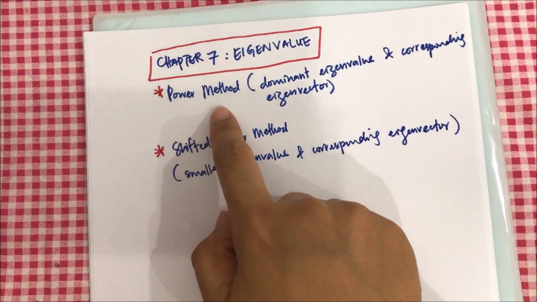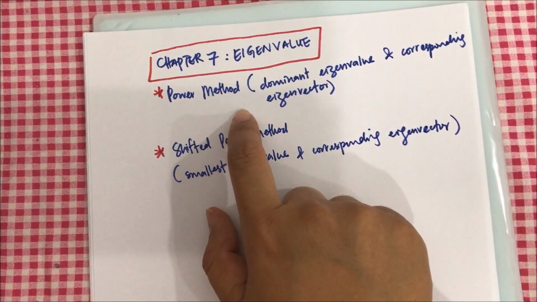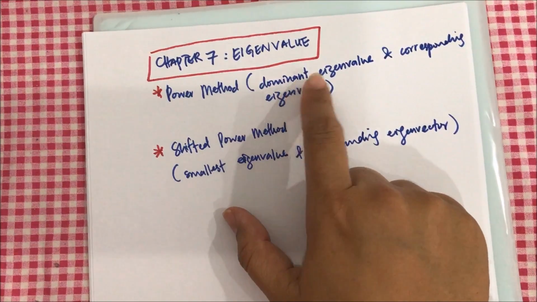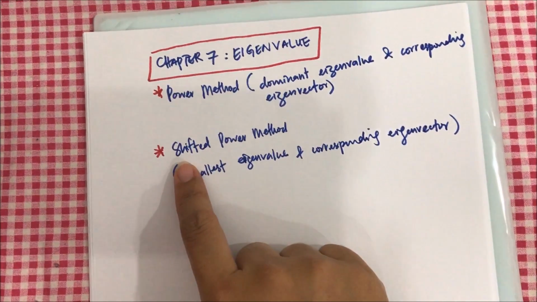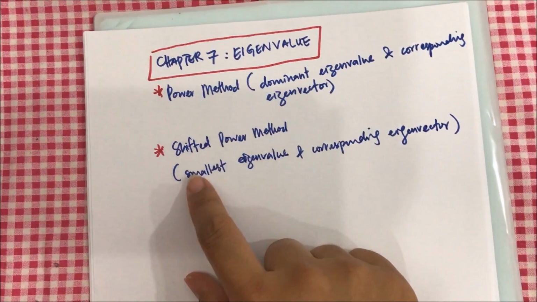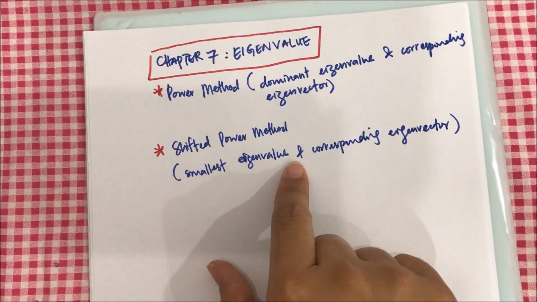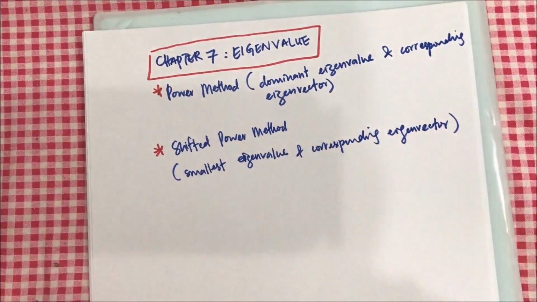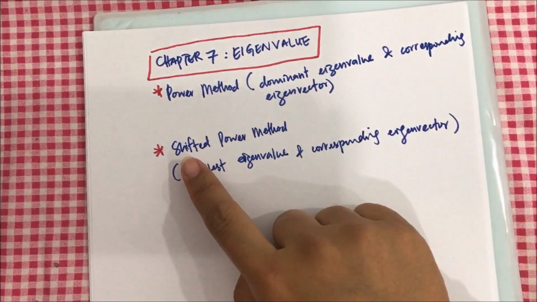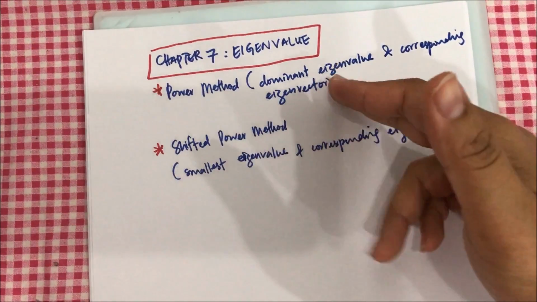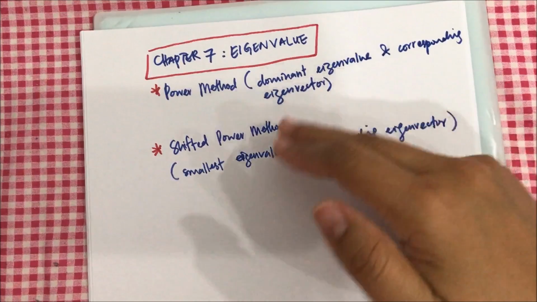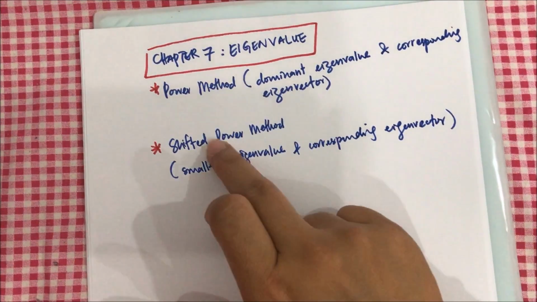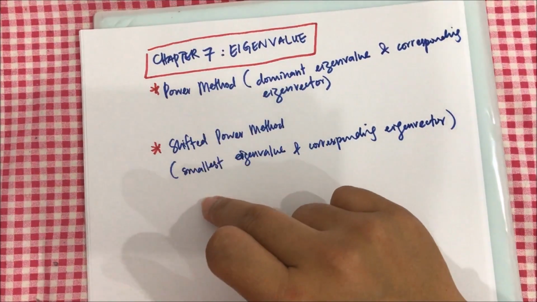So the power method is an iteration method used to find the dominant or the largest eigenvalue, and then the shifted power method is going to find the smallest eigenvalue and its corresponding eigenvector. So basically, for the shifted power method, we have to do the power method two times, but we have to add another formula so that we can find the smallest eigenvalue.